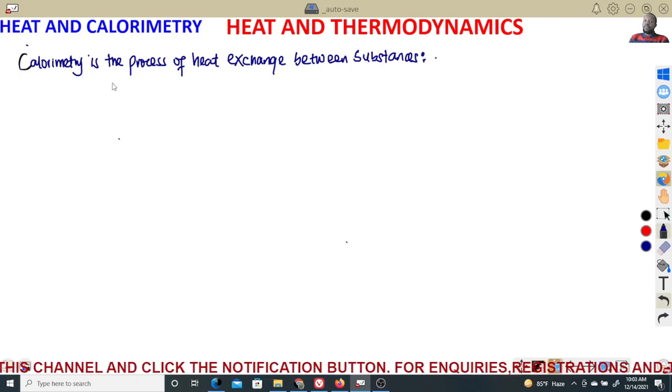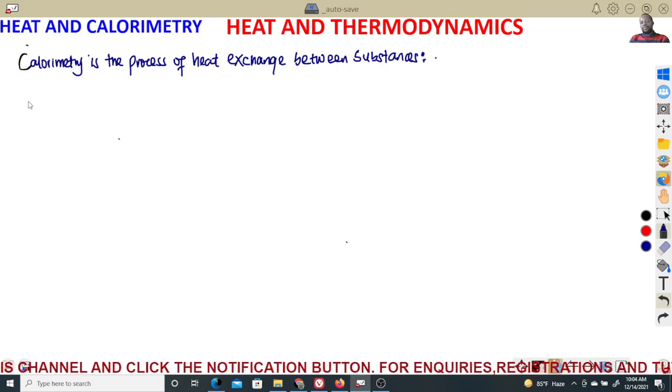And we have all studied before. We started from the kinetic theory of gas. After the kinetic theory of gas, we talked about temperature and its measurement. We talked about temperature and thermometry. Then after that, we talked about the modes of transfer. Now we are on calorimetry.